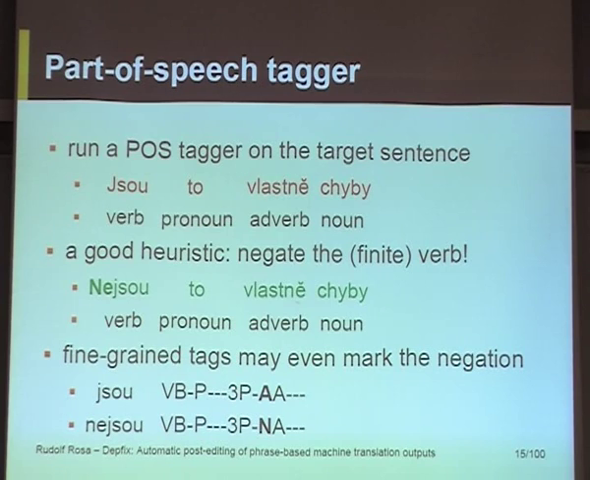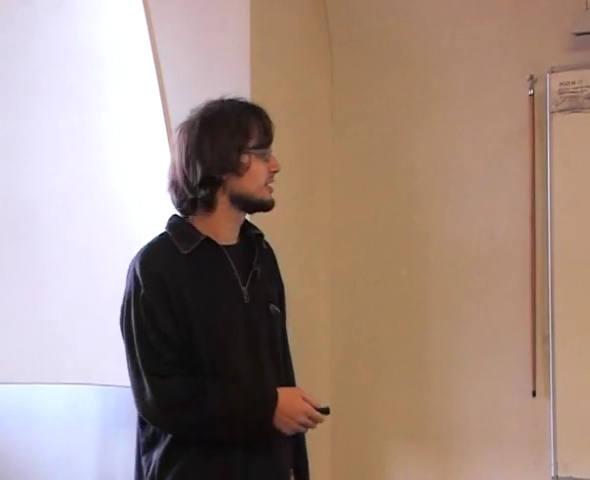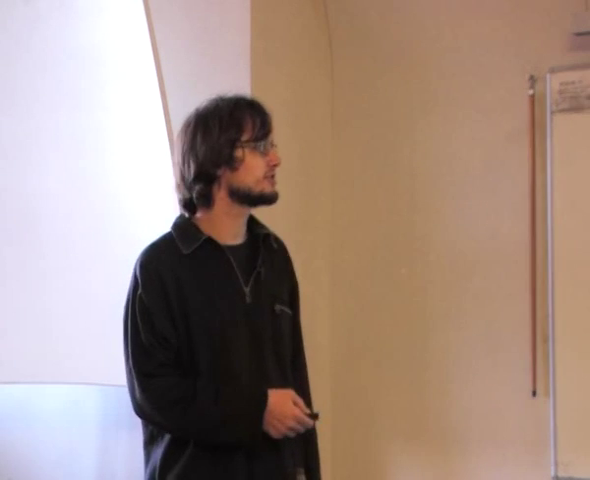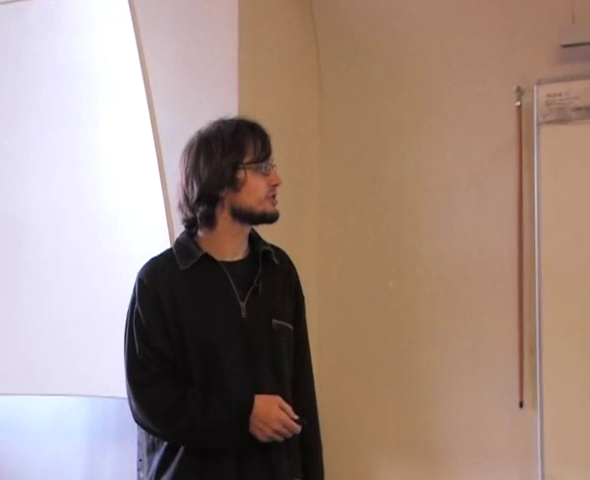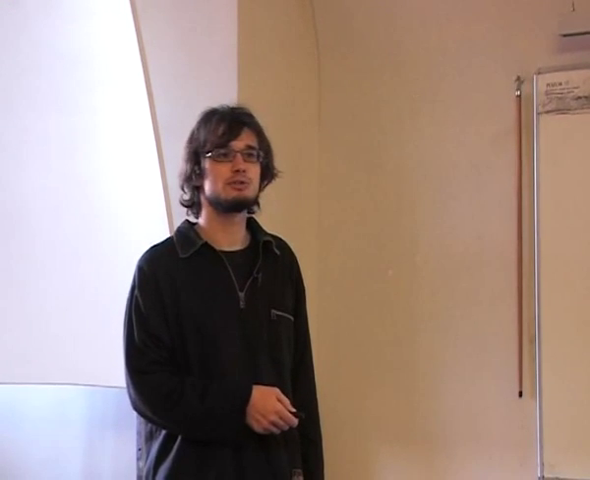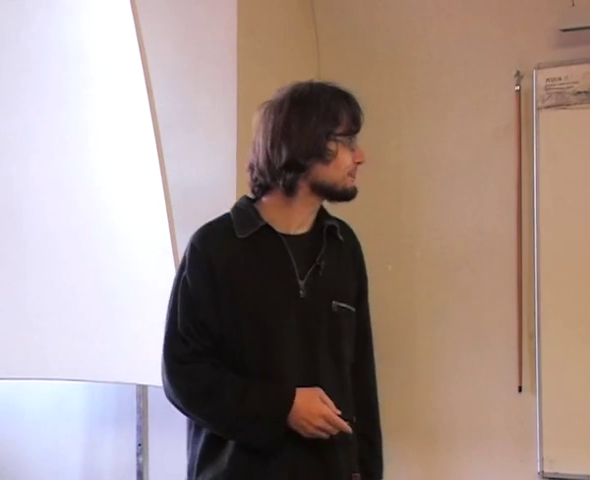Okay, so the first tool that we are going to use is a part of speech tagger, which tells us the parts of speech of individual verbs. And this can help us in the negation so that we can negate the verb, the finite verb, because if we negate the verb, so we probably negated the sentence, so there should be a good idea how to do that. If we have fine-grained tags, such as the Czech positional tags, it can be even simpler, because the position in the tag can mark whether the word is negated or not. So this helps even more.